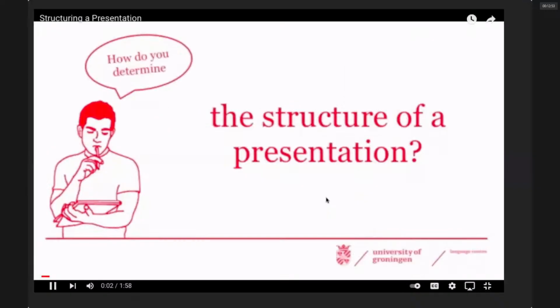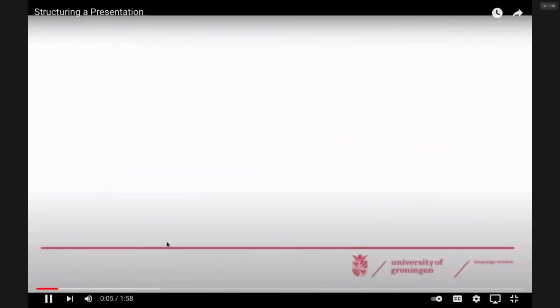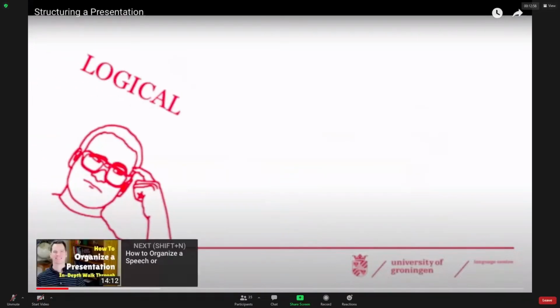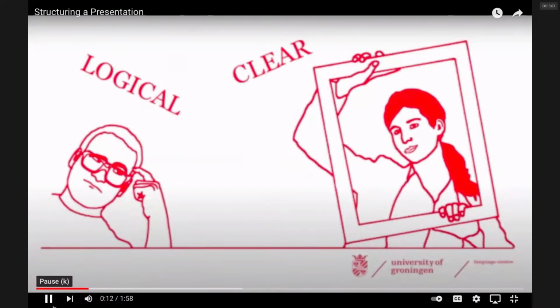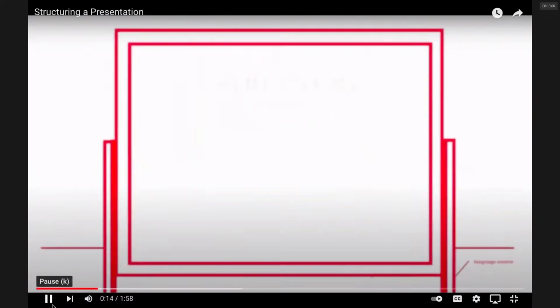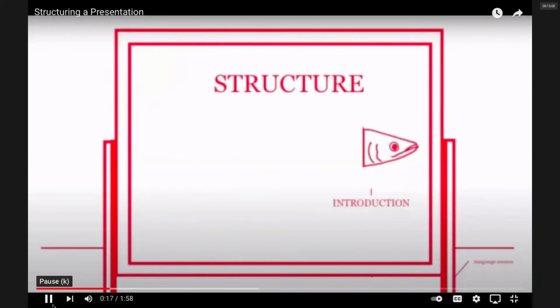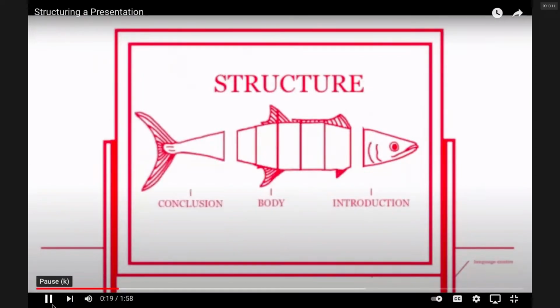How do you determine the structure of your presentation? In a nutshell, the presentation should be logical and clear. The audience expects a certain structure, and you should meet this expectation. Each presentation should have an introduction, body, and conclusion, and it should be presented in this order. In the introduction, you introduce the topic, give the purpose of the presentation, and if need be, explain to the audience what the outline of the presentation is. This is particularly important if you will deviate from the expected format.